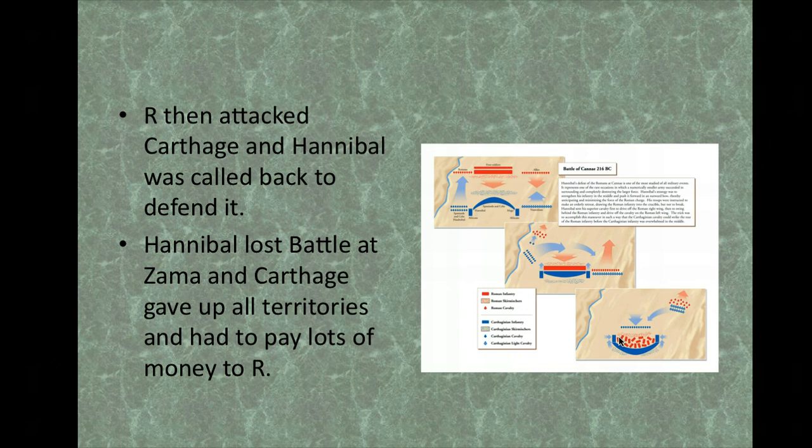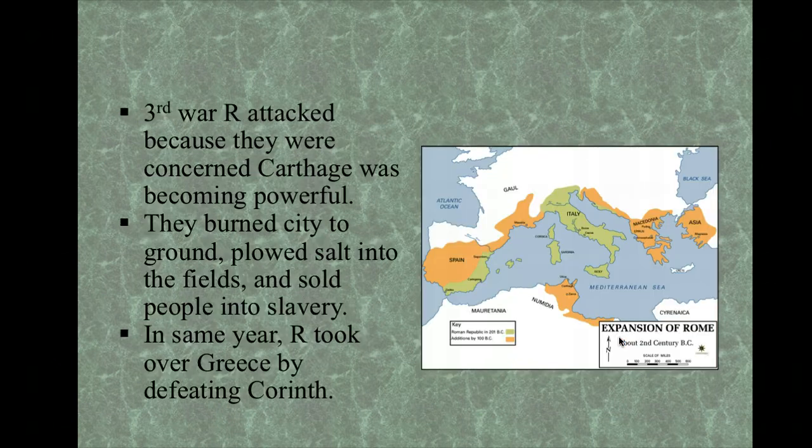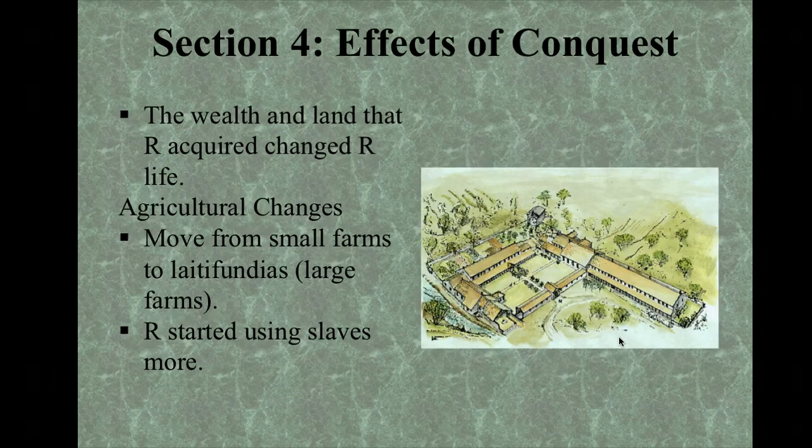Hannibal ended up losing the Battle of Zama when the Carthaginians called him back. Carthage had to give up all their territories and pay lots of money to Rome. In the third war, the Romans attacked Carthage because they were concerned about them maybe becoming more powerful. They burned the city to the ground, plowed salt into the fields, and sold the people into slavery. This is the same year that the Romans took over Greece by defeating Corinth as well. So lots of expansion that year for the Romans.